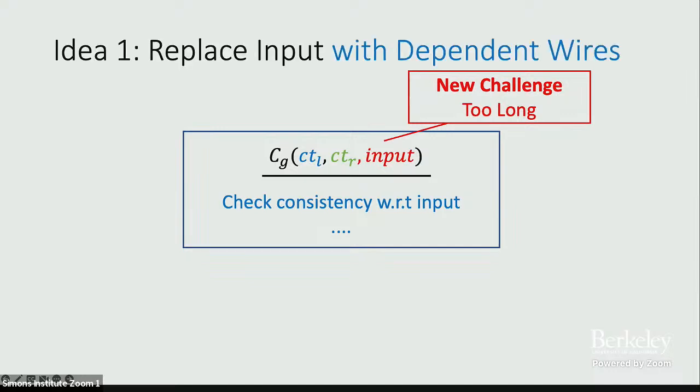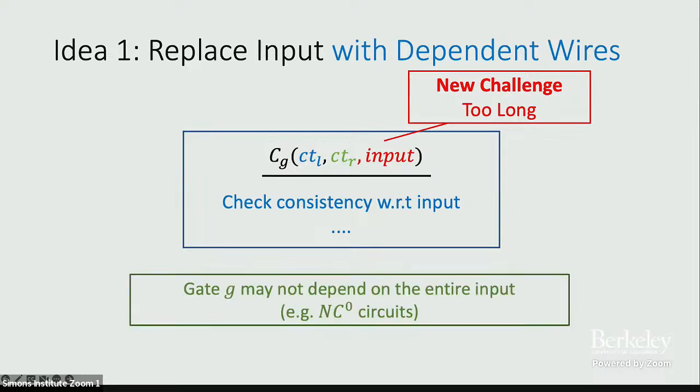So to fix this, our idea is to replace this input with the wires that this gate G depends on. Because in some settings, this gate G may not depend on the entire input. For example, if the depth of this circuit is very shallow, then the gate G may only depend on a constant number of inputs.